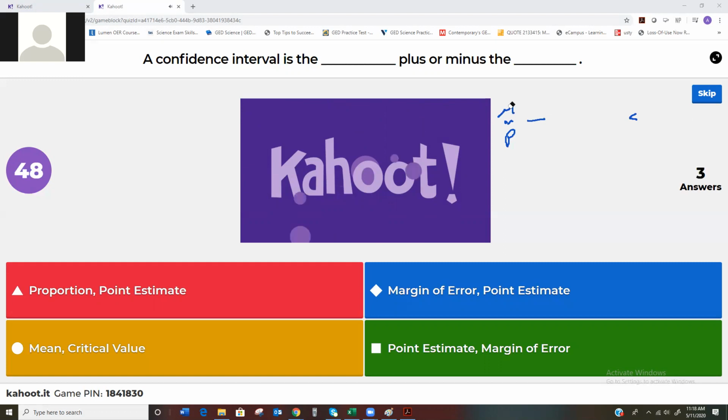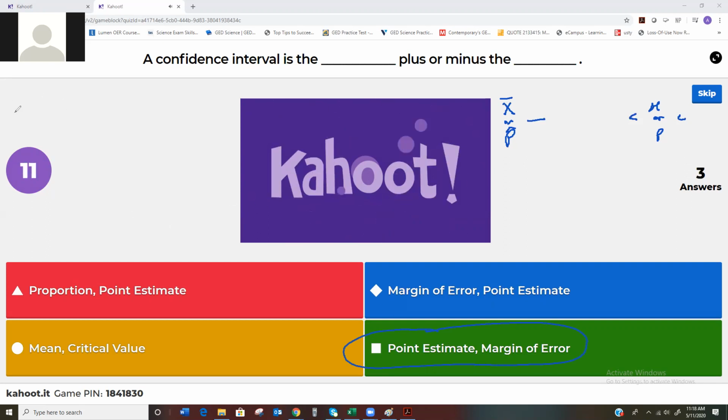I actually shouldn't say mean. We actually have this mean, the sample mean or the sample proportion. And so what we have is a point estimate. So our point estimate is whatever we get from the sample. Okay, and then we subtract the margin of error and we add the margin of error.